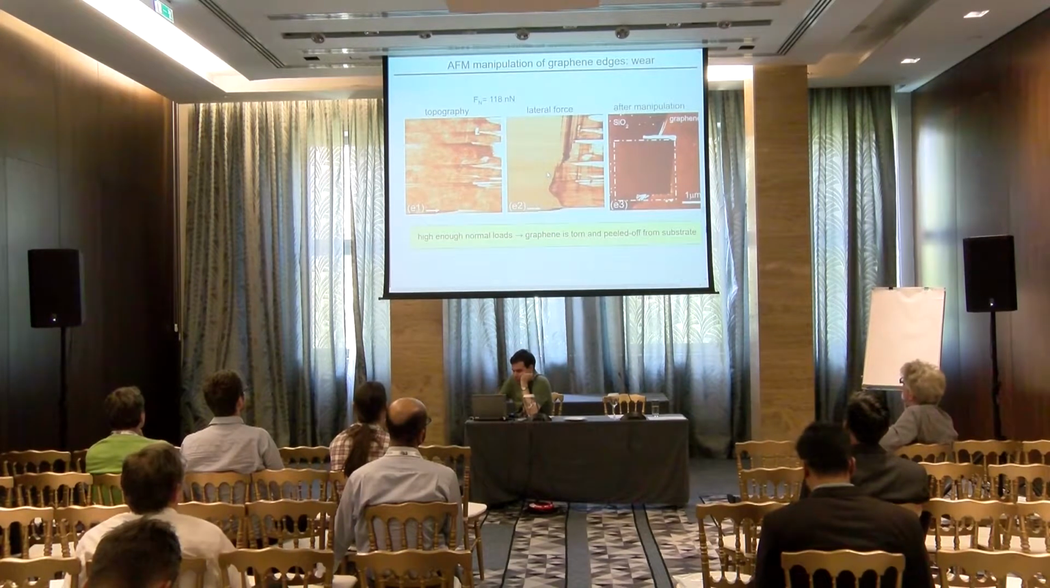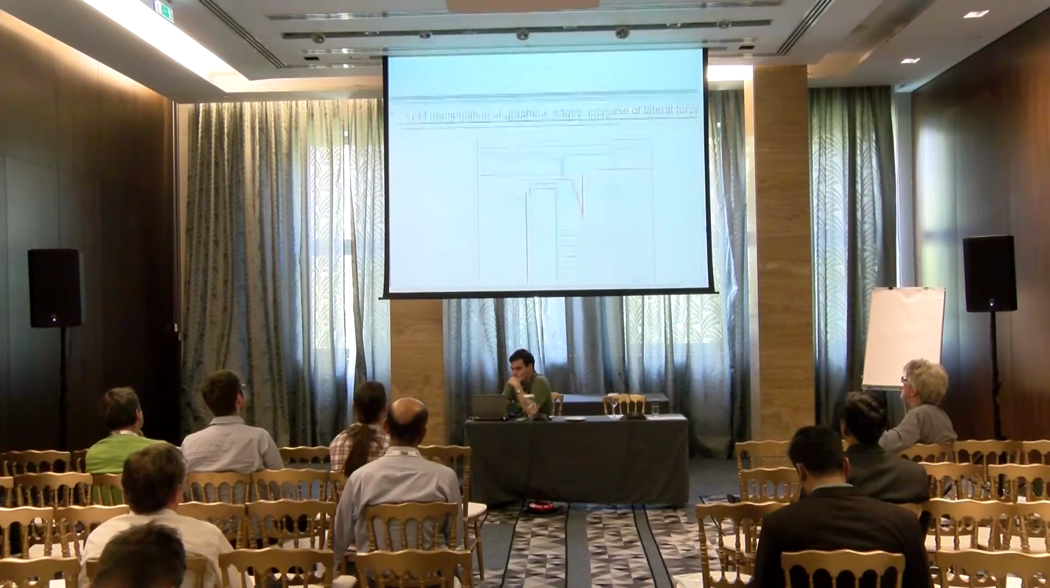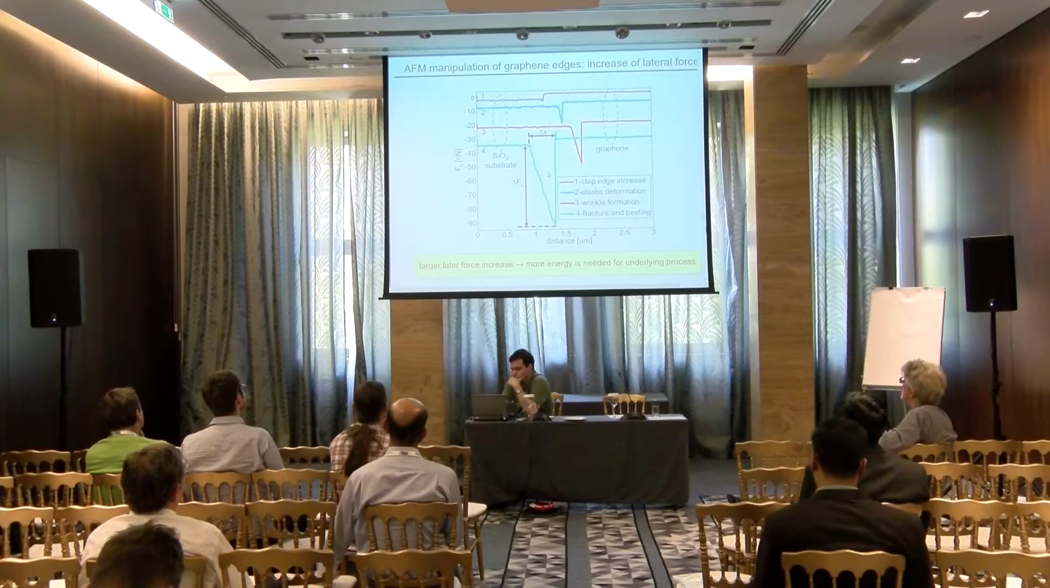So this is topography during scratching, this is lateral force, and this is a zoomed-out image made after manipulation. So we scratched the surface in this square domain. Practically graphene was torn somewhere here, and then the AFM tip just pushes, pulls and leaves this graphene somewhere here, this bright domain. Okay. And during these manipulations, we measure lateral force.